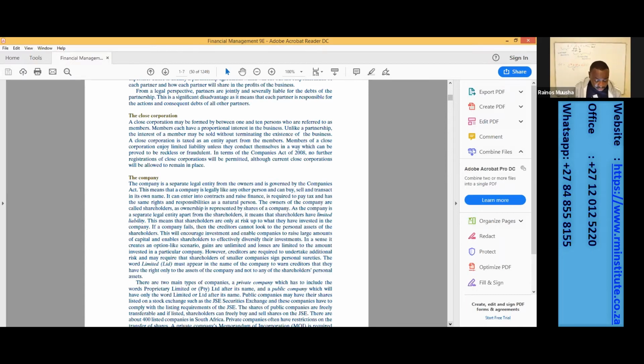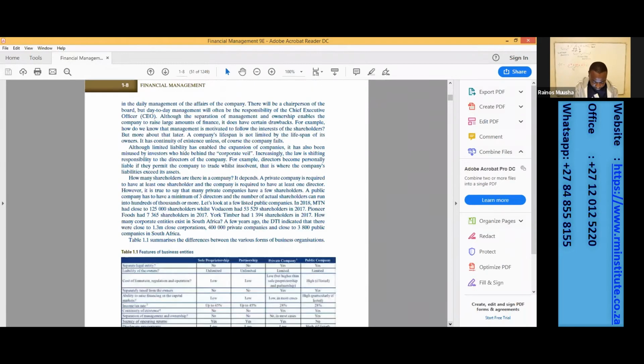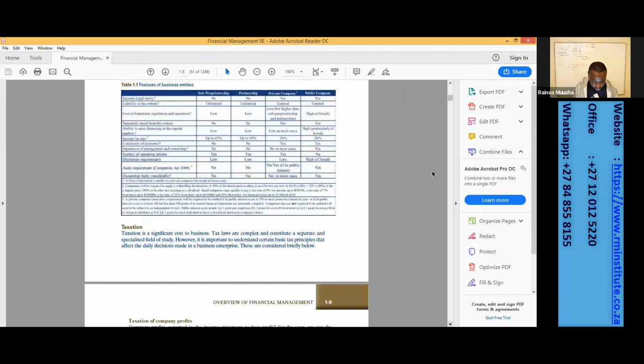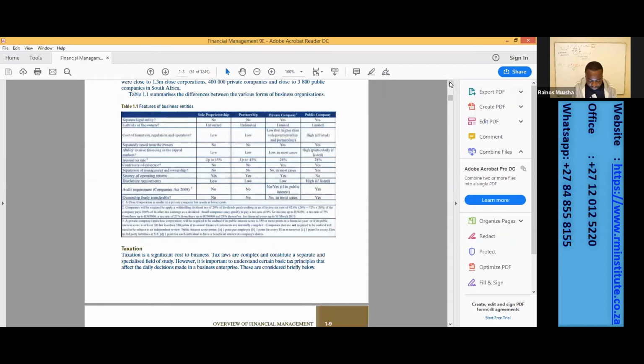And the main characteristic which separates a company from the other forms of business organizations that we've looked at is mainly that there is going to be limited liability. So there is limited liability when it comes to a company as well. The summary of the structure of the different entities is given on table 1.1. Is there any question regarding the forms of business organization before we move on?